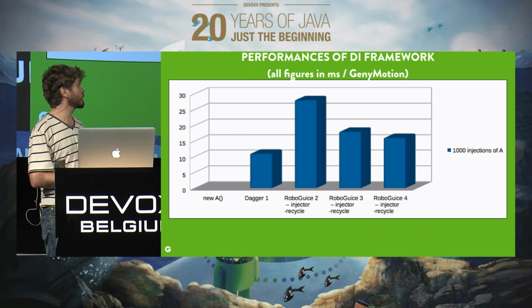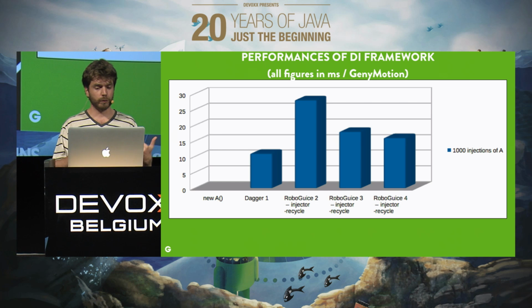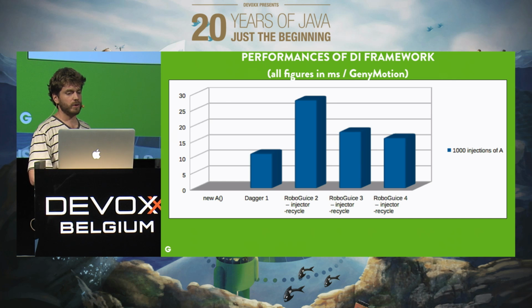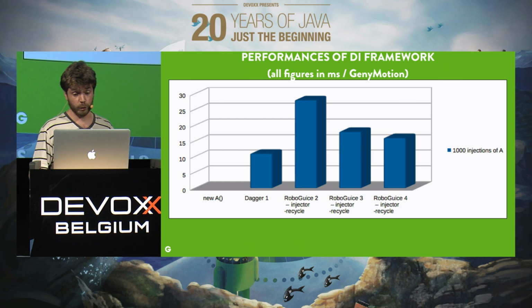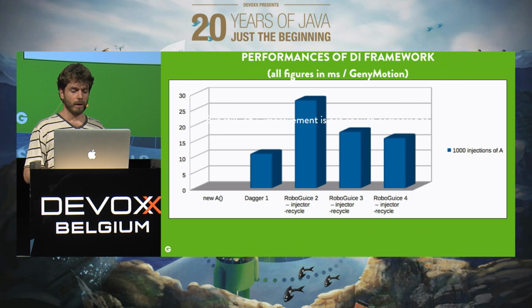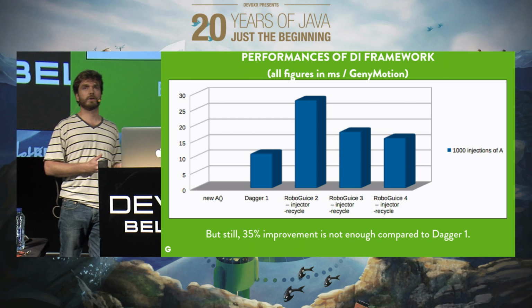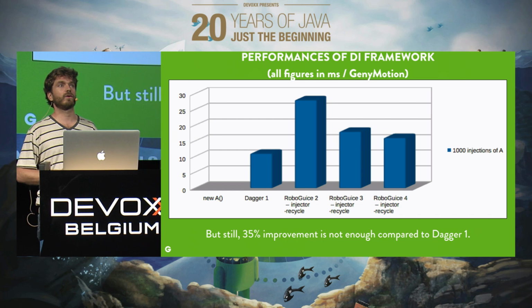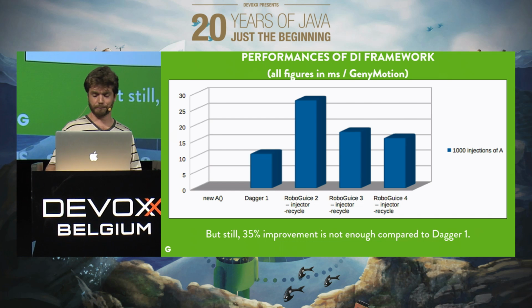If you do so using Dagger 1, then it comes up to 10 milliseconds. With ROBOGUICE 2, we were actually much slower. It took around 30 milliseconds, roughly. ROBOGUICE 3 decreased that to like 17 milliseconds, and ROBOGUICE 4 is making it a bit better. But still, even if we could make large improvements, 35% is not enough compared to Dagger 1, so we wanted to improve that. And we think that the main cause of slowness of Guice, of ROBOGUICE, actually comes from reflection.